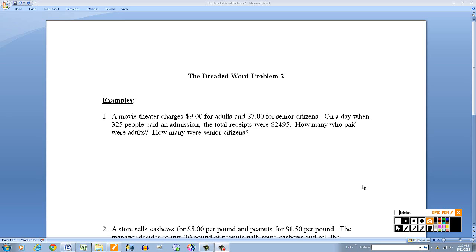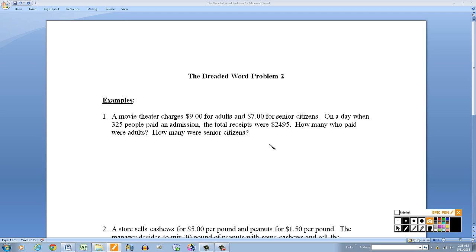It says a movie theater charges $9 for adults and $7 for senior citizens. On a day when 325 people paid an admission, the total receipts were $2,495. How many who paid were adults? How many were senior citizens?